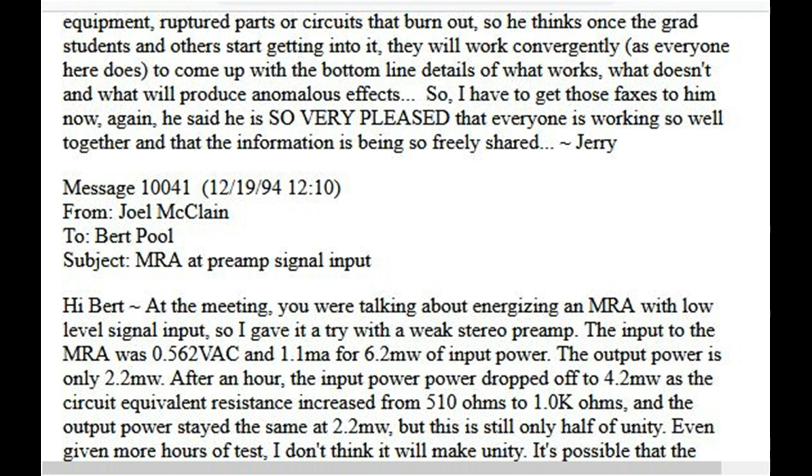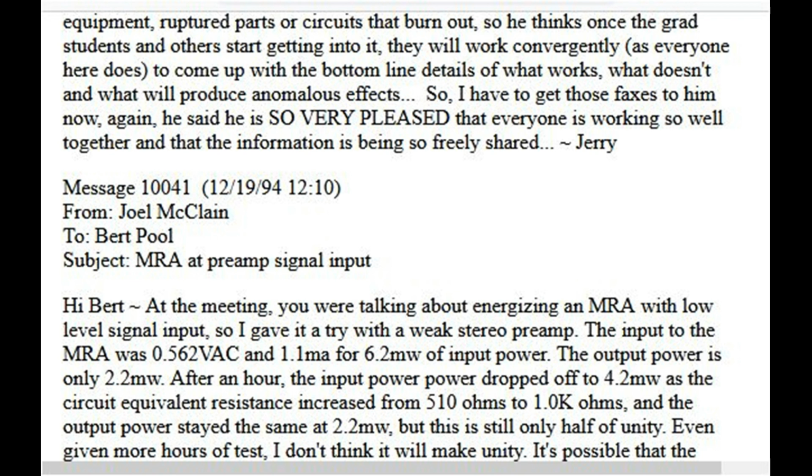Hi Bert. At the meeting, you were talking about energizing an MRA with low-level signal input, so I gave it a try with a weak stereo preamp. The input to the MRA was 0.562 VAC and 11 mA for 6.2 mW of input power. The output power is only 2.2 mW.